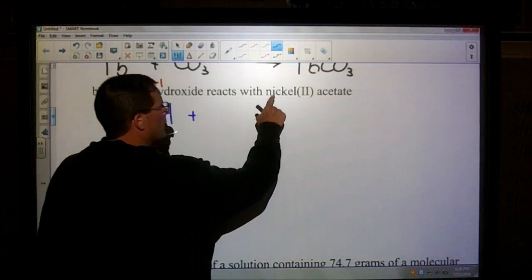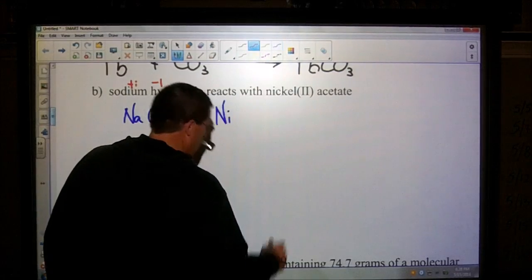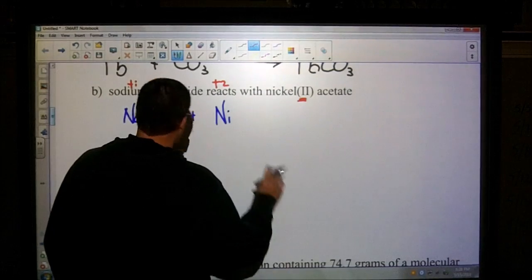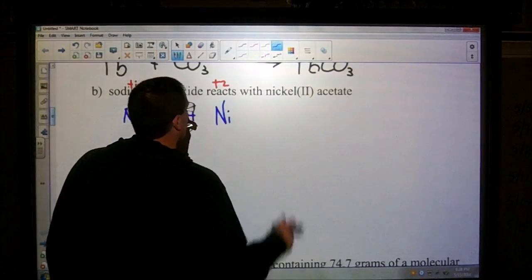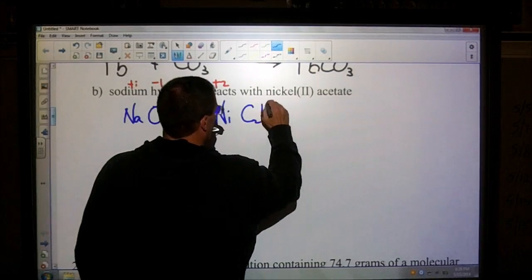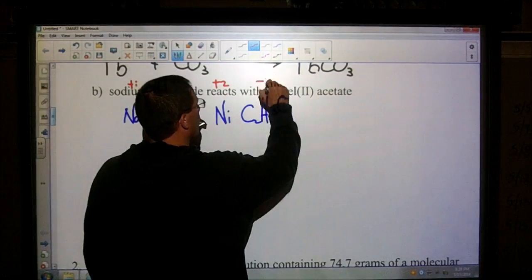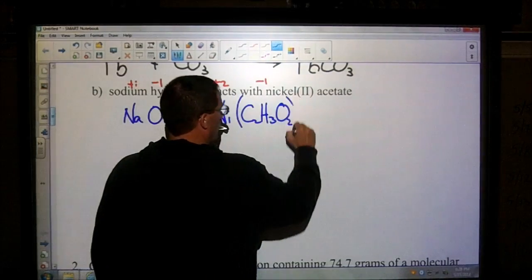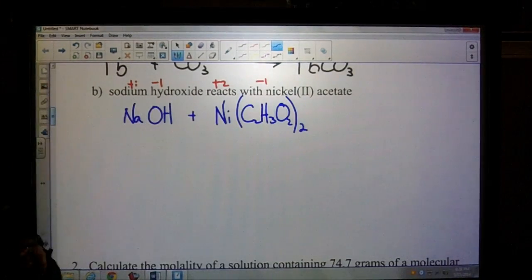We have nickel 2 acetate, nickel with a +2 charge. How do I know that? It says Roman numeral 2. Okay. Acetate, C2H3O2, and that has a -1 charge. So if I have a +2 and -1, that means I need 2 of you. Okay? So there are my reactants.